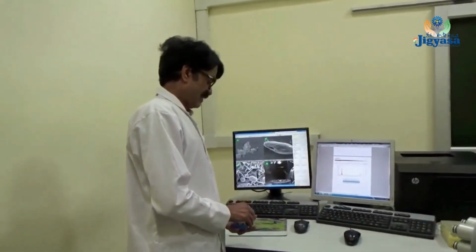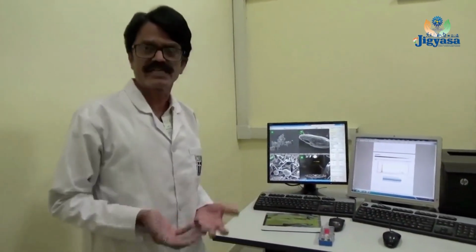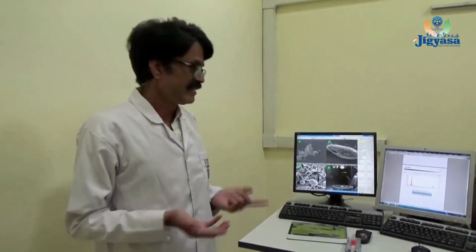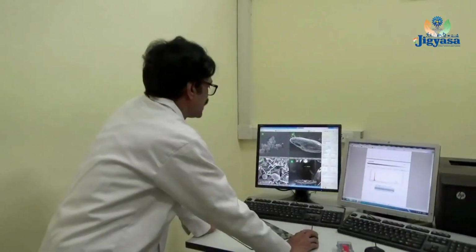where whenever the electron hits the specimen, there is an emission of various signals. Secondary electrons are emitted, backscattered electrons are emitted, and X-ray signals are also emitted. But for secondary electron emission, we record the images, which are analyzed in the machine.